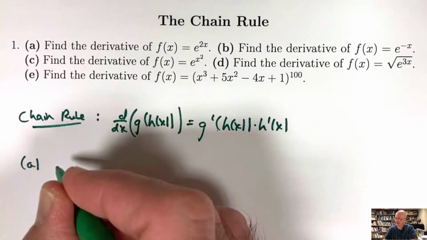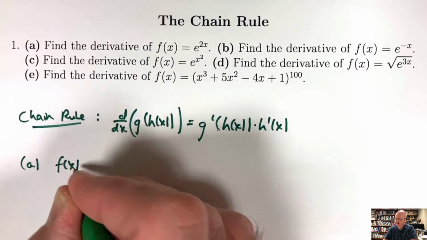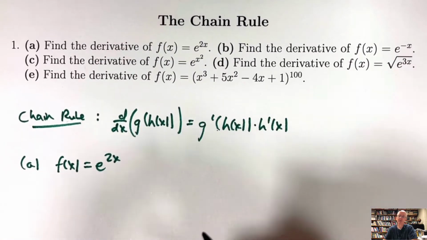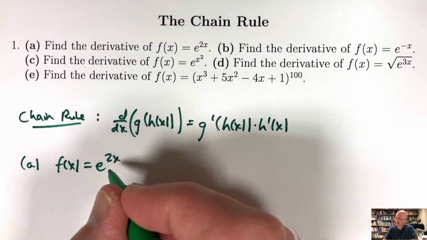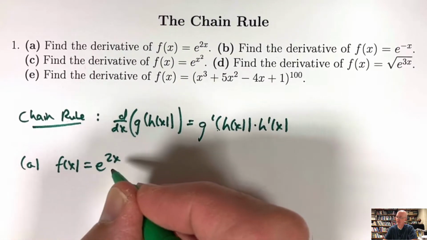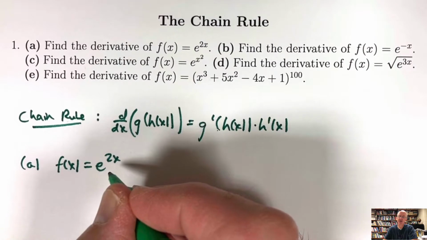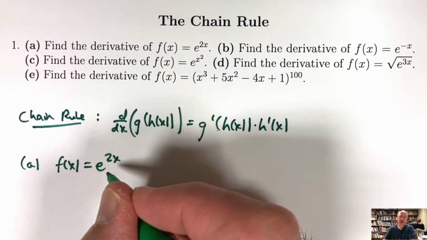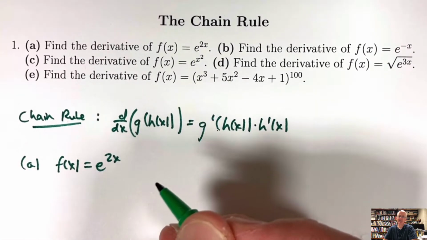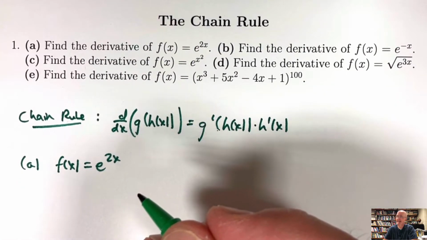In part A, f of x is e to the 2x power. Think carefully about what happens when you plug a number in for x. You multiply by 2 first before you exponentiate. The inside function, the thing that gets done first, is 2x. Then you exponentiate, you raise e to that power. The outside function, the thing that gets done second, is e to the x.